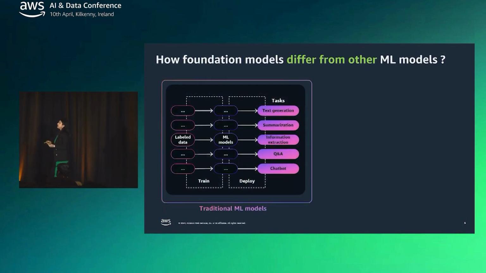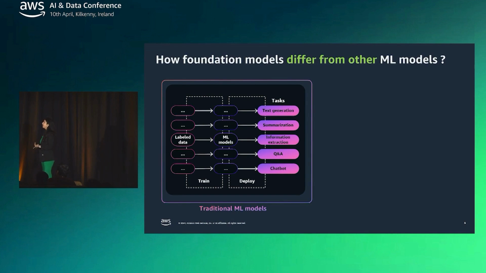If you see on the left, I have traditional ML models where you have one model and you train it on some labeled data, and then it does some task. It could be summarization, text generation, Q&A. This is one task, one model. This is the traditional machine learning way of doing things. But this could be tedious, right? Because if you have different use cases, you have to train different models on the labeled data to get the desired result you want.